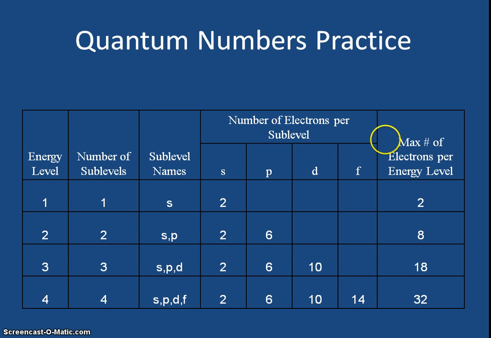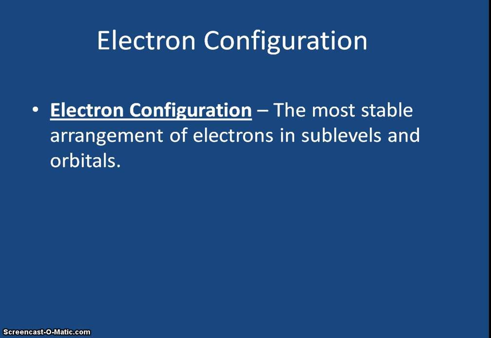And check and see how you did. You should have gotten 18 for the third one and 32 for the fourth. Electron configuration is the actual symbols, the numbers and letters that we're going to use to show the electron's address. So just like your address has letters and symbols, this is what we're going to do now.